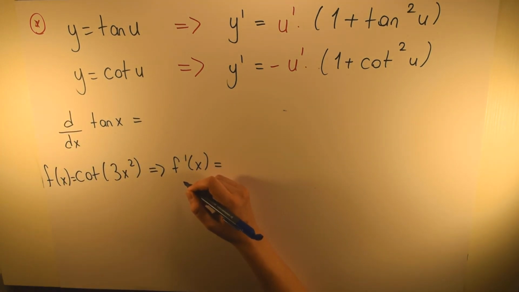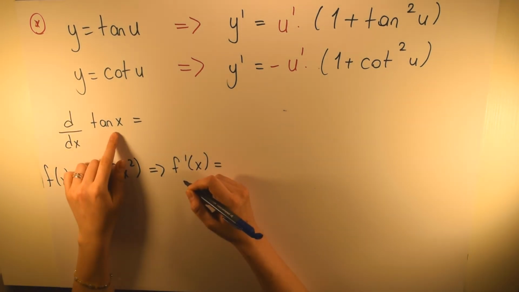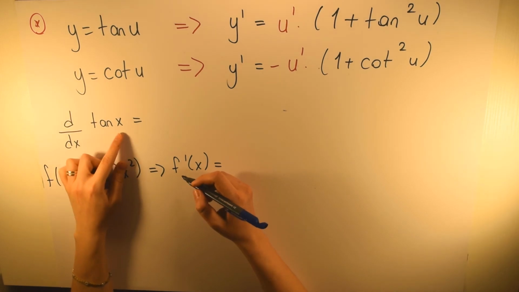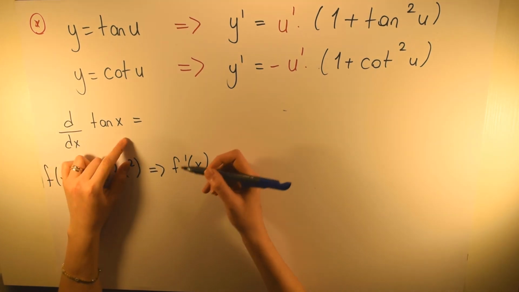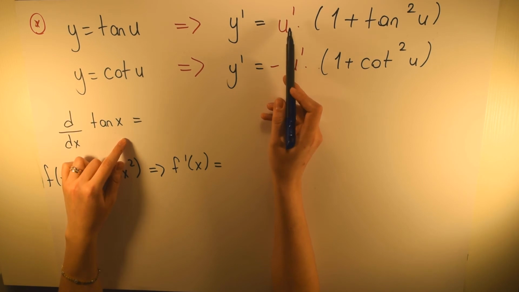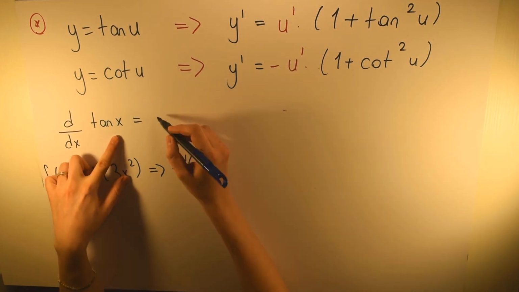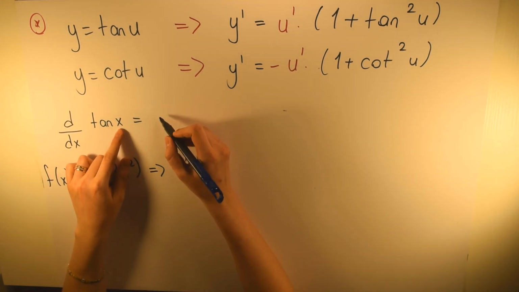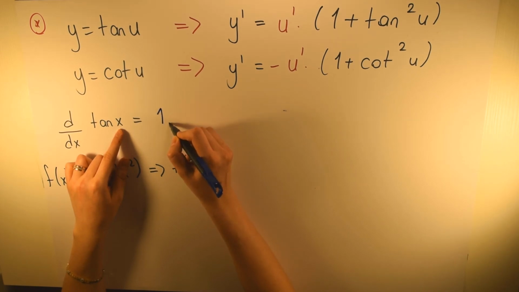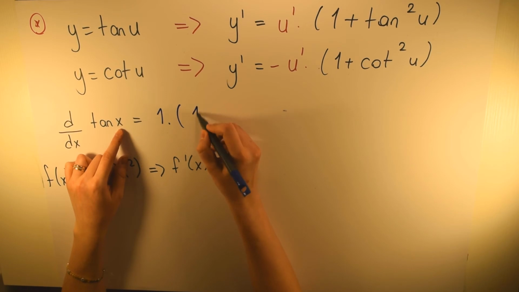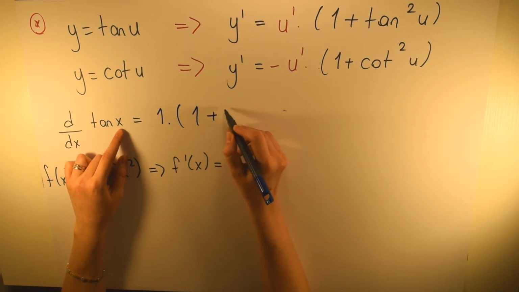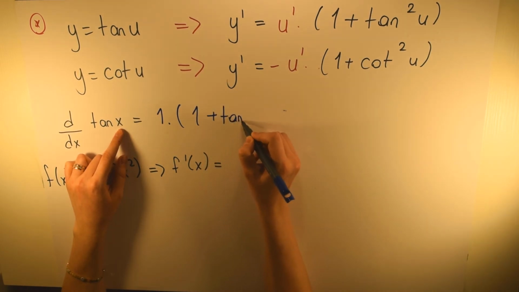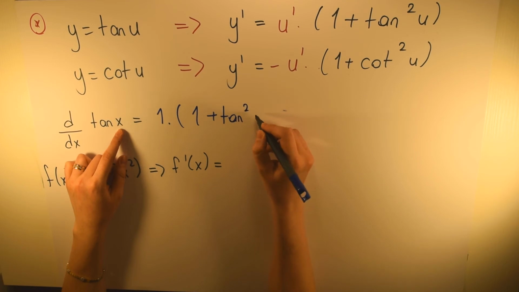Here we have d over dx tangent x. So the derivative of tangent x. When we look at our formula, it's u, the derivative of u, which is equal to 1 here, because the derivative of x is equal to 1. So this is 1 times 1 plus tan square x.